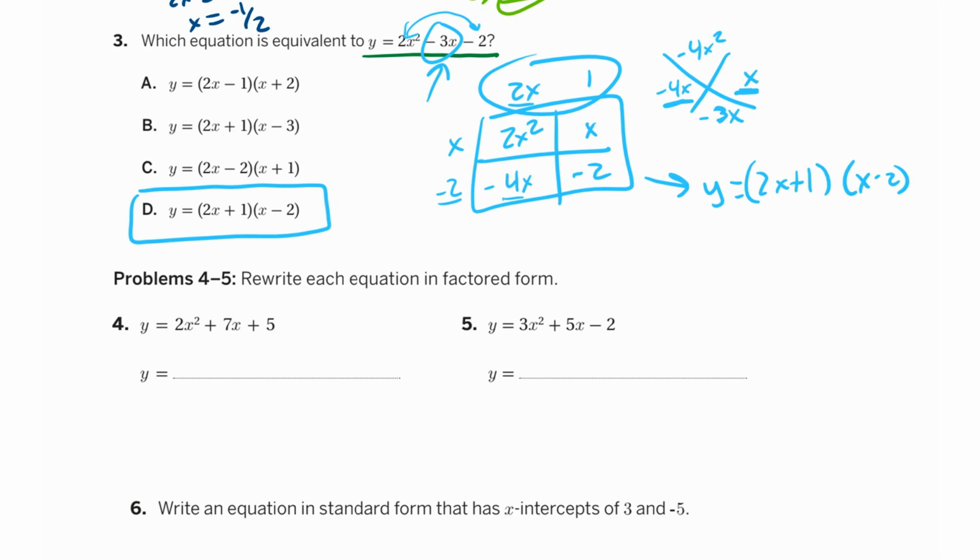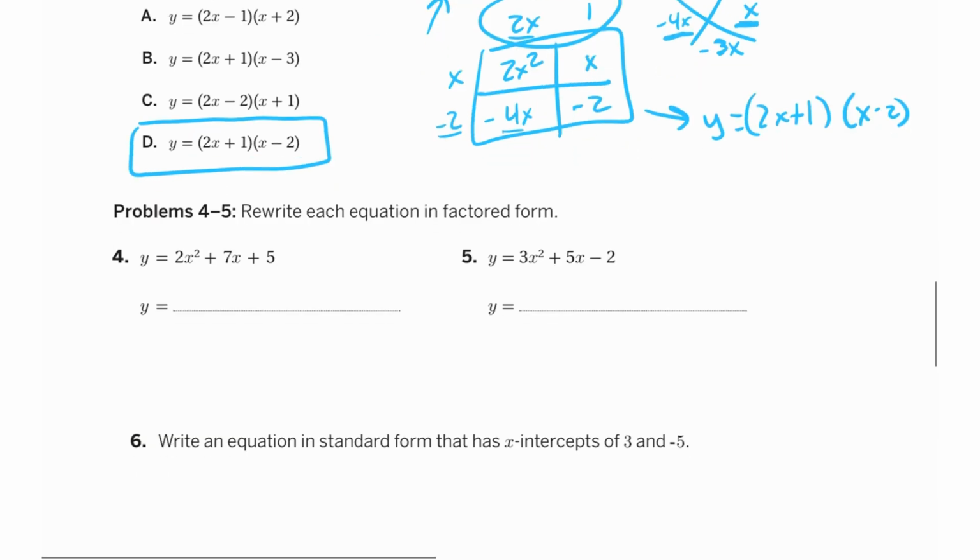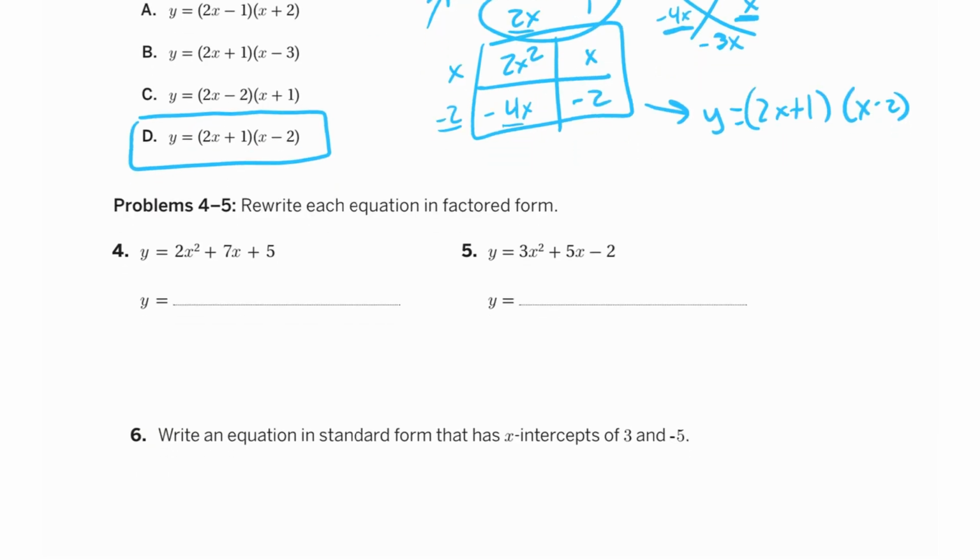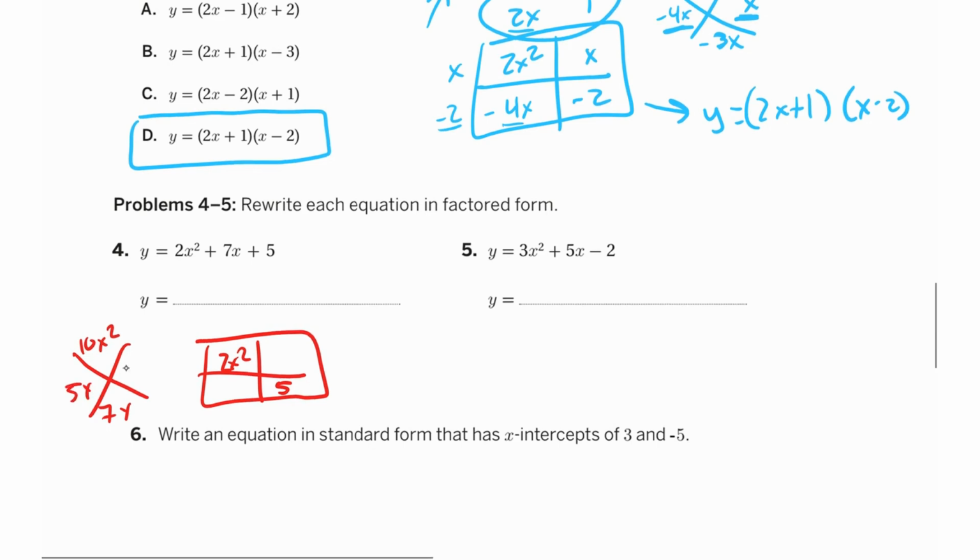Problems 4 and 5, rewrite each equation in factored form. So I'm going to do that same process where I'm factoring them with our box method. First term, first box, last term, last box. What multiplies to 10x squared that adds to 7x, which would be 5x and 2x.